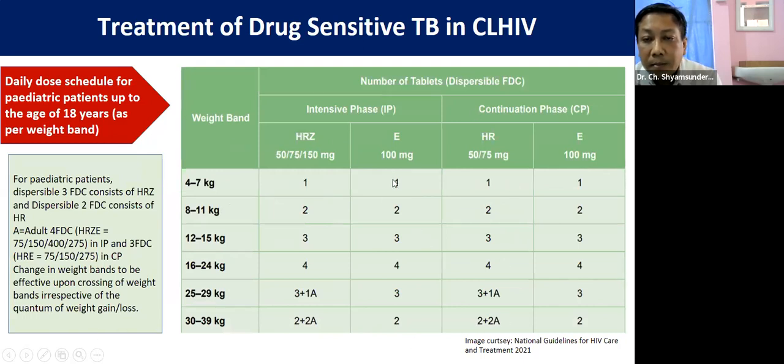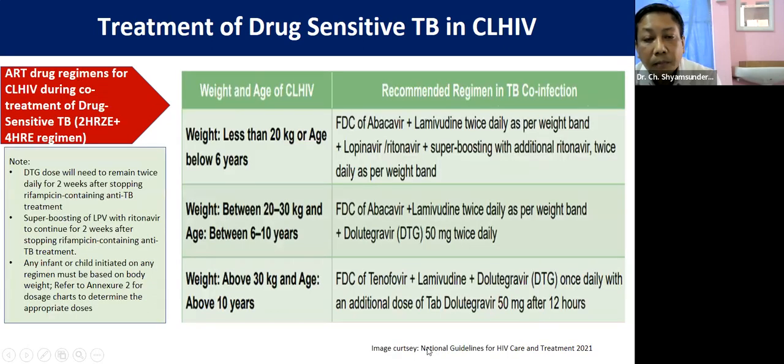These are the daily dose regimens. Initially, for the intensive phase, 4 drugs are used, and for the continuation phase, 3 drugs are used in the current NTP guidelines. And the treatment of drug-sensitive tuberculosis in CLHIV. This slide depicts the ART drug regimens for CLHIV during co-treatment of drug-sensitive tuberculosis. 4 drugs for 2 months, HRZE, and 3 drugs for 4 months.